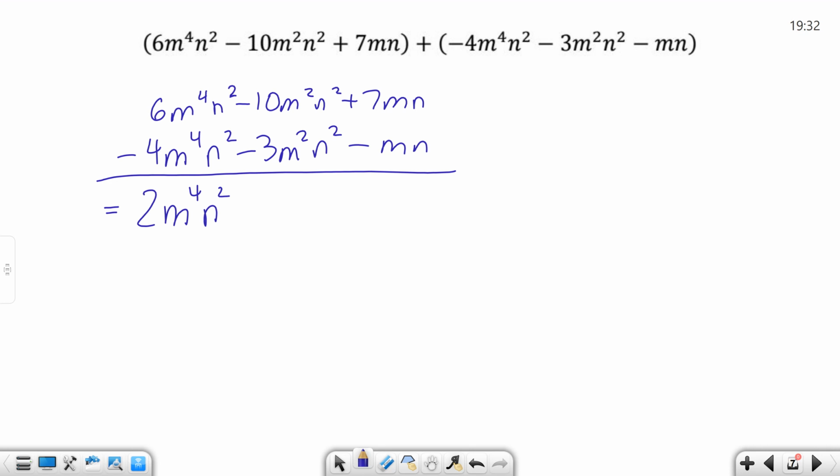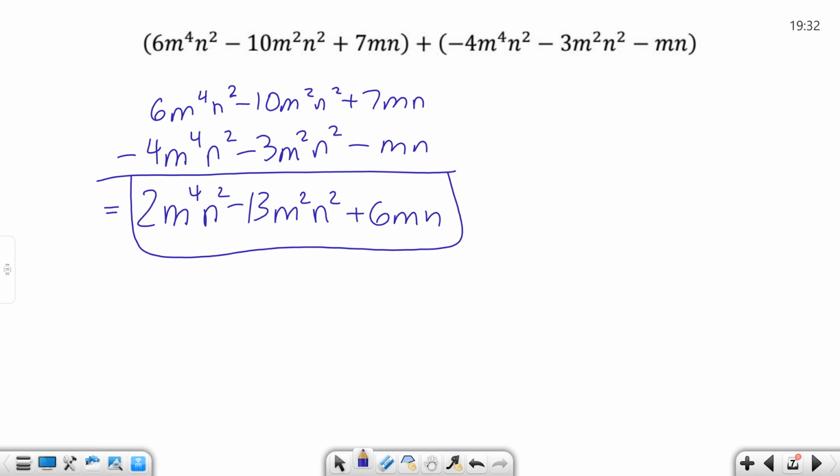Remember, when you combine like terms, you get a like term. So if these are m to the fourth n squared, so does this. It's got to be. And then here, m squared n squared. And we got a negative 10 and a negative 3. Two negatives, you add them together to get 13 and keep it negative. And then plus 7mn minus mn is going to be plus 6mn. Right, they're both mn's, and then 7 minus 1 is positive 6. And so that is your final answer there.